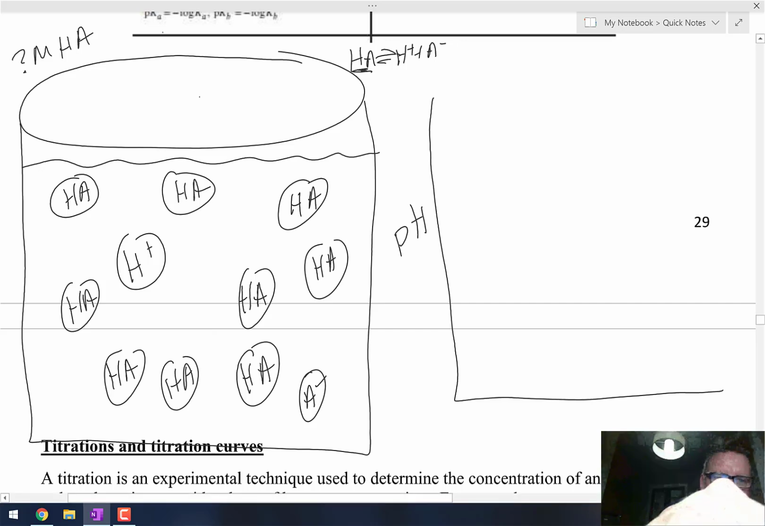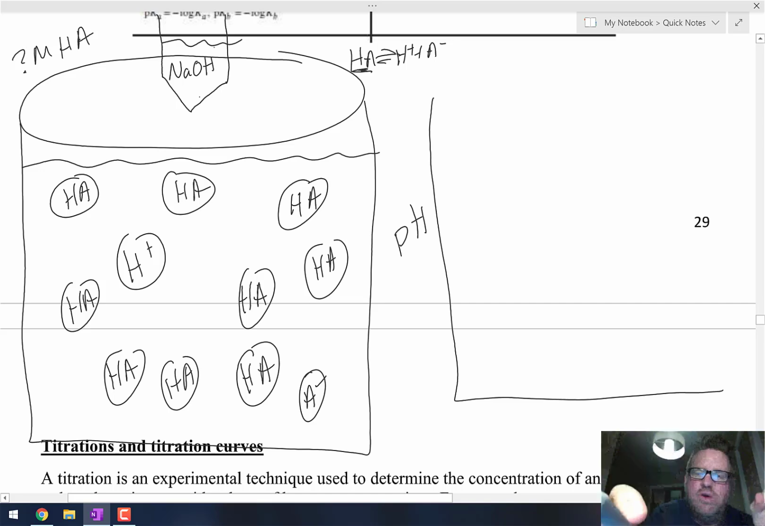And what you do is you use what's called a burette, and little by little you start adding. In this case, we're going to have a burette filled with NaOH, a strong base. So this is going to be a weak acid, HA, strong base titration. In this reaction, think about the chemical reaction.